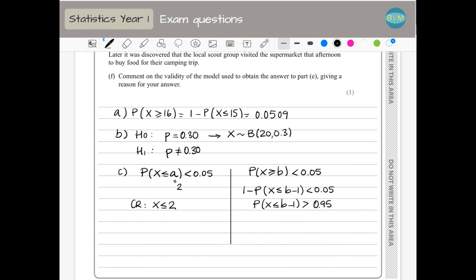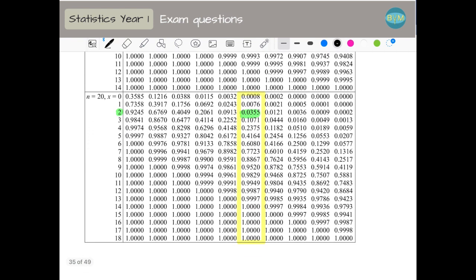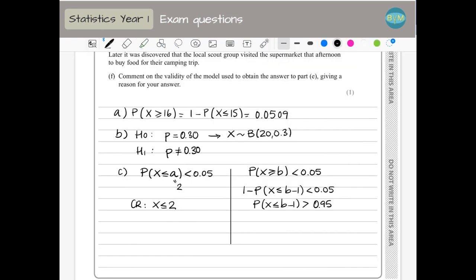Again, I go to the tables and find the first value that gives me probability greater than 0.95, which is this one here, and x is 9. This is 9, therefore b is 10. So my second section of the critical region is x greater or equal than b, so x greater or equal than 10. So my critical region has these two parts. I'm going to reject, if I have to do a test, anything smaller than 2 or greater than 10. Yeah, those are the critical regions.